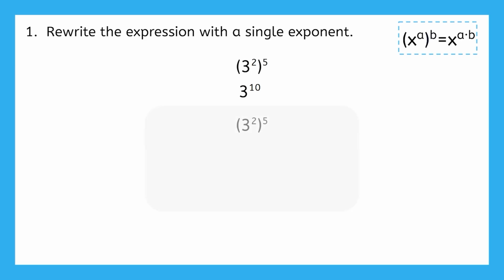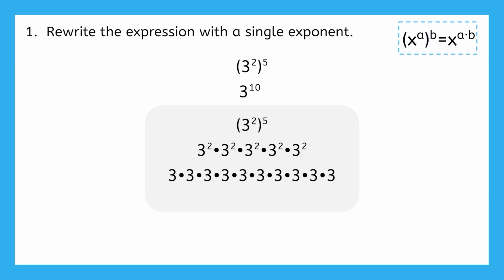As with all the other properties we've learned, we can check our answer by expanding the expression. 3 squared to the power of 5 is the same as multiplying 3 squared by itself 5 times. Then each of these 3 squareds can be expanded further, giving us 3 multiplied by itself a total of 10 times, or 3 to the power of 10, which is the same answer we got using the power of a power property.